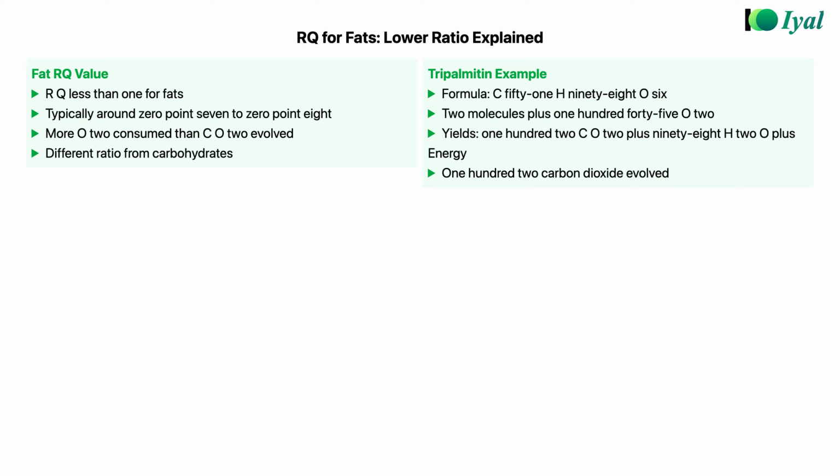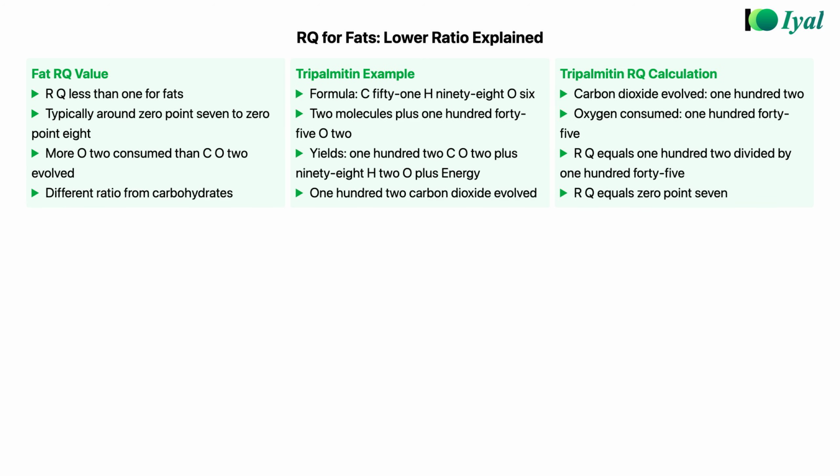A fat formula is C51H98O6, a big molecule. When you oxidize 2 molecules of tripalmitin with 145 molecules of oxygen, what do you get? 102 molecules of carbon dioxide plus 98 water molecules. Let's calculate RQ. RQ calculation: 102 divided by 145. That equals 0.7. This is the RQ for fats. Always less than 1, always around 0.7 to 0.8. Because fats need more oxygen relative to the carbon dioxide produced.